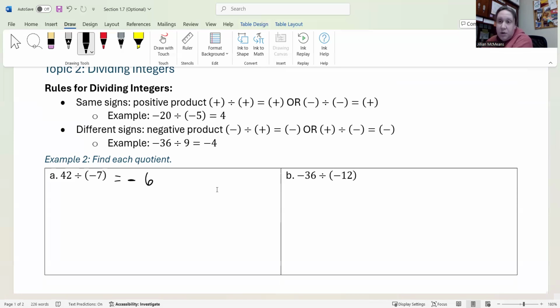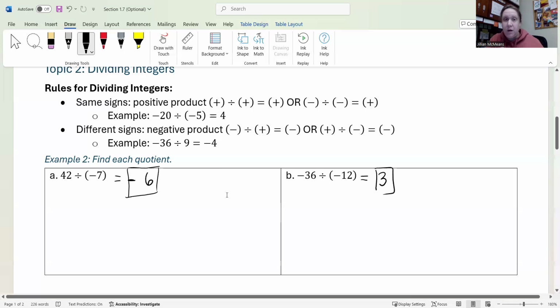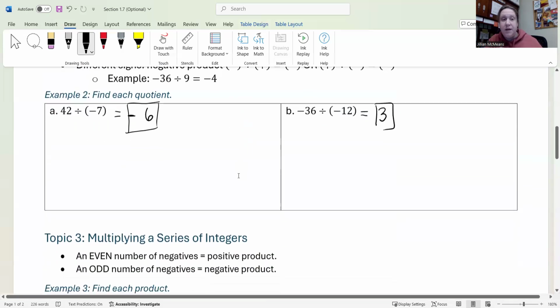Now for part B, we're dividing two negatives. So that means the final result would be positive. And then you have to ask yourself, what would I multiply 12 by to get 36? Well, 12 times 3 is 36, which means 36 divided by 12 is 3. And in this case, remember, it's going to be positive 3. So there you have it. Hopefully that's a nice reminder of how the rules work for multiplying and dividing integers.